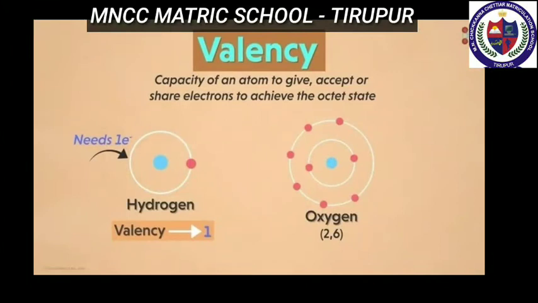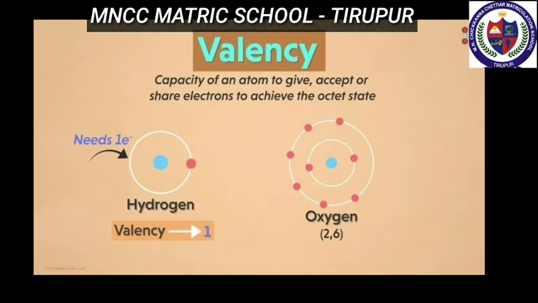Next we move to valency. Valency of an element is the combining capacity of the element with other elements and is equal to the number of electrons that take part in a chemical reaction. Valency of the elements having valence electrons 1 to 4 is 1 to 4 respectively.